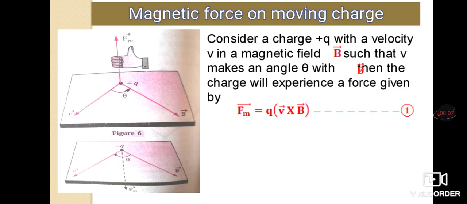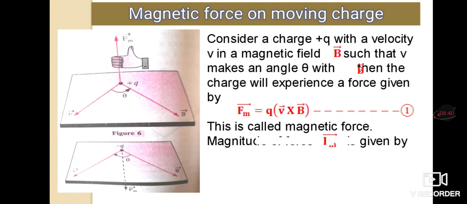Here the magnetic field comes into the picture whenever the charge is moving with a certain velocity. Therefore, Fm, the magnetic force, is given by q, the charge, which is moving with a velocity v, cross B. So, Fm is equal to q into v cross B. This is what is called the magnetic force.